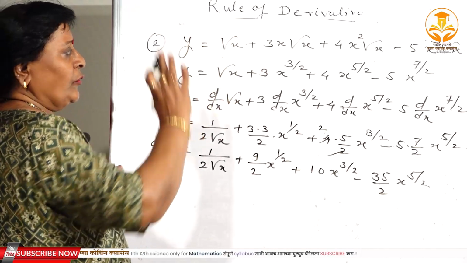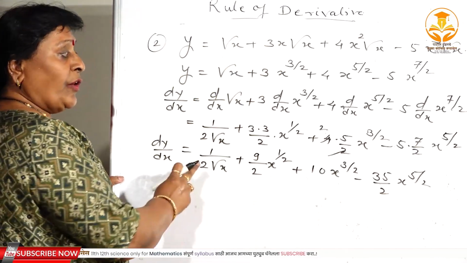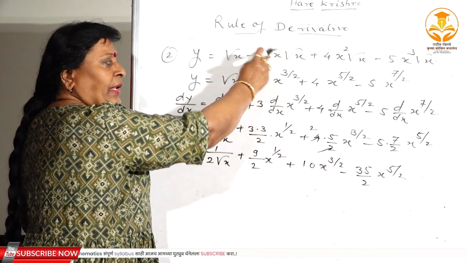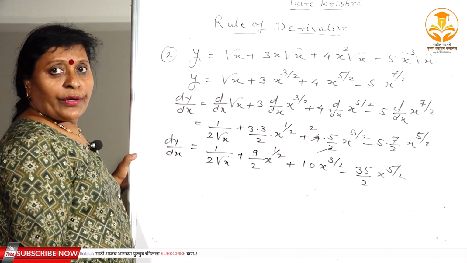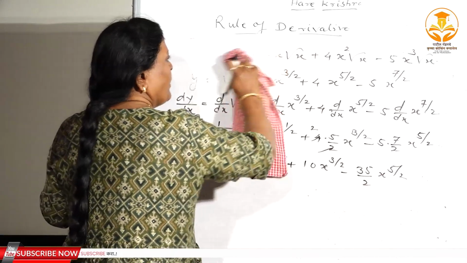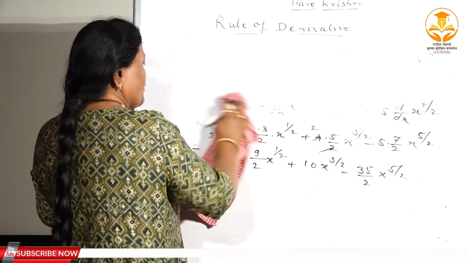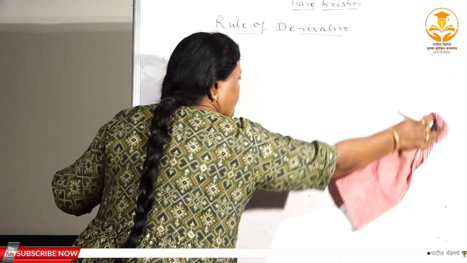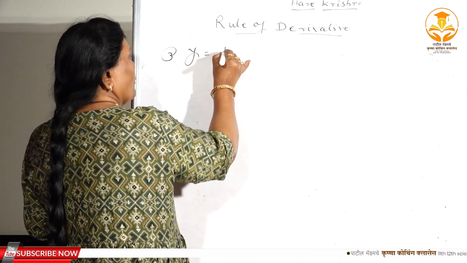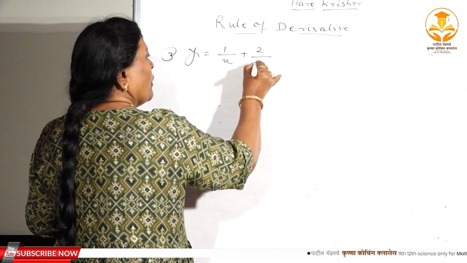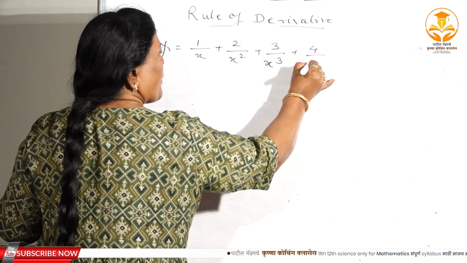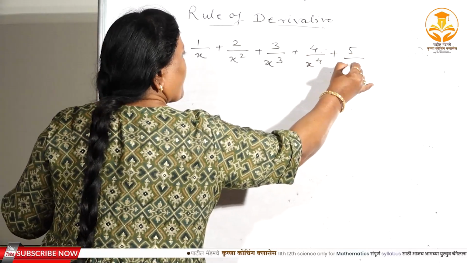Therefore if there is an addition of so many functions, first you have to combine the powers of x and root x, and only after that take the derivative. Next, the third example I will take here, that is on addition only. See, third example: suppose y is equal to 1/x plus 2/x square plus 3/x cube plus 4/x to the power 4 plus 5 divided by x to the power 5.